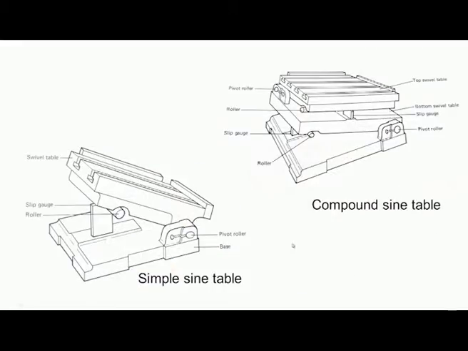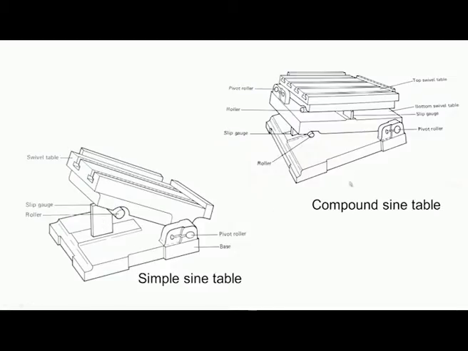Now, these are schematic views of a simple sine table. Here we have only one swiveling table, a pivot and a roller which is fixed to the bottom of the swiveling table, and this is the reference surface on which the slip gauge should be placed. So, between the roller and the reference surface, slip gauge can be placed and then the required angle can be maintained.